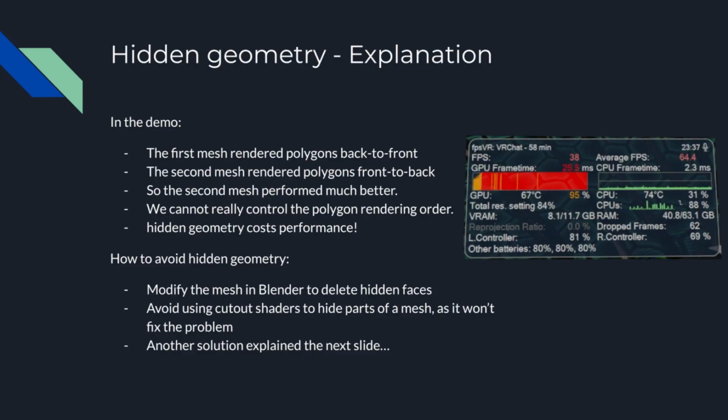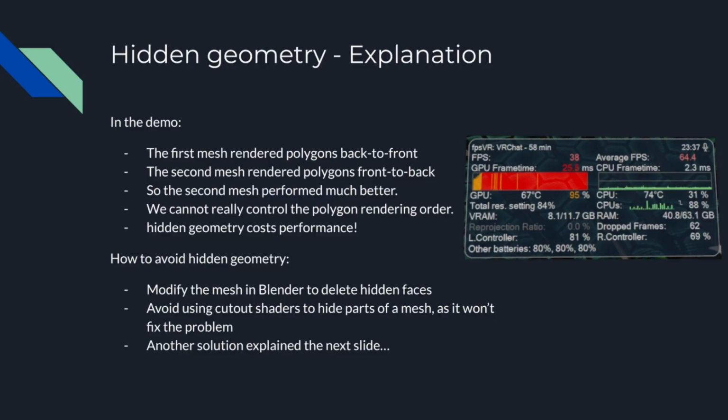Now, what I'm trying to explain here is not that you should flip the normals. It has absolutely nothing to do with it. What I'm trying to explain is that we have pretty much no control over how the GPU renders the mesh. The GPU renders all polygons in the order they appear in the mesh data. And we can't really control the mesh data.